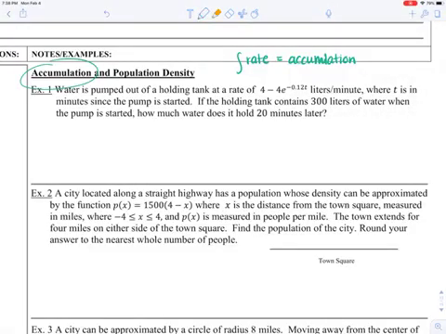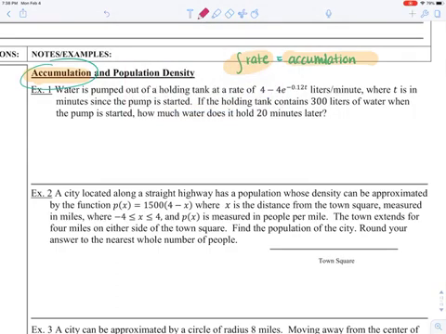So let's talk about this idea of accumulation. When we take an integral of a rate, we get an accumulation of a quantity, okay? So when we take the integral of velocity, we end up back at position. But we're not always considering an initial condition. So I want to go through some AP style problems.